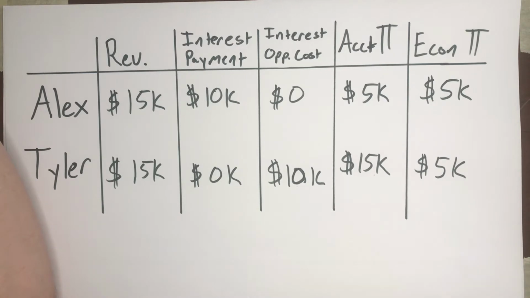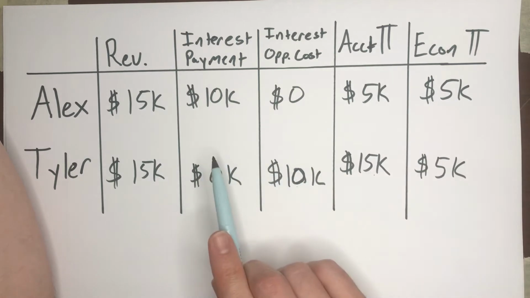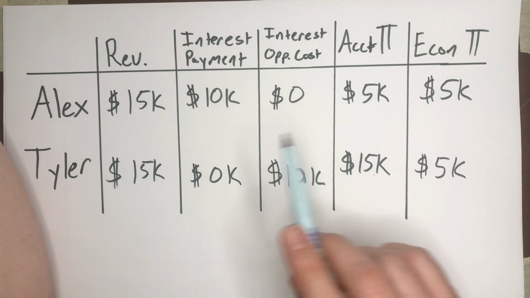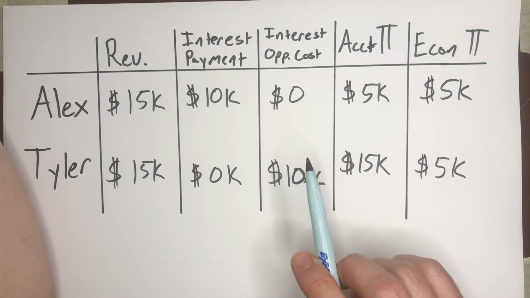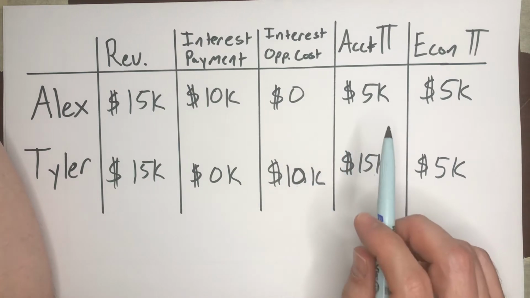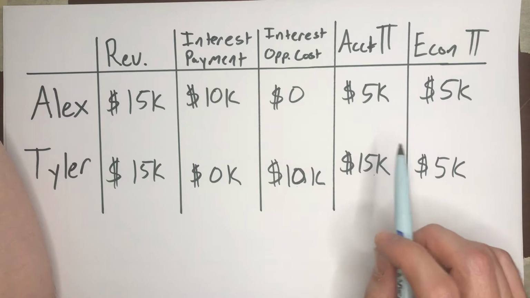Now, problem 10 in this chapter asks you, what would you say? Who would the accountant and the economist have the same numbers for? Who would they both agree has the same costs?